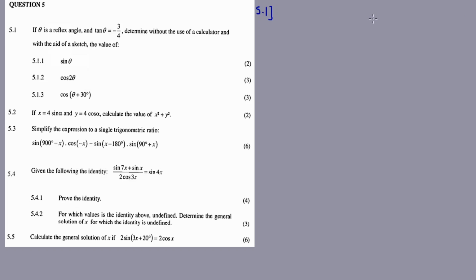Alright, so we need a sketch, we need a diagram, right? But theta is a reflex angle. What is a reflex angle? It's an angle that is between 180 and 360. So between, meaning that our triangle will be in the third quadrant or the fourth quadrant. So where is tan negative? Of course it's the fourth quadrant, so our triangle will lie in the fourth quadrant.